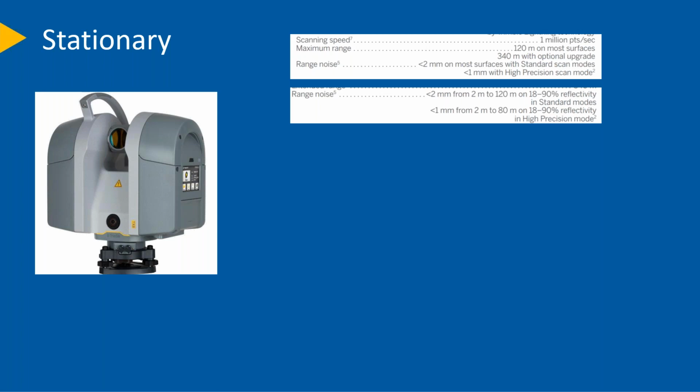It could be 50% reflectivity. This is going to be most surfaces. When you get out of that range, you're going to see things like really dark blacks or highly reflective surfaces such as mirrors or sometimes glass or chrome objects that may be difficult to scan. You can also see the 1 millimeter from 2 to 80 meters and 18 to 90% reflectivity.